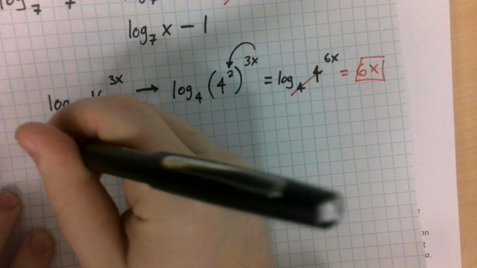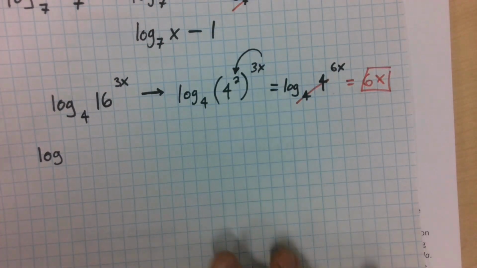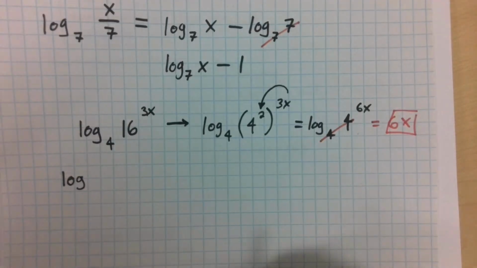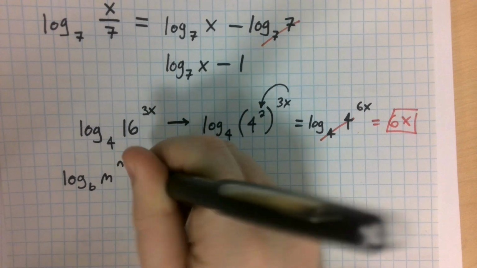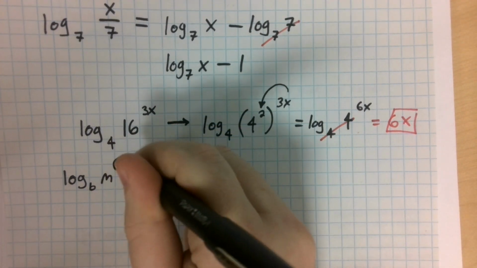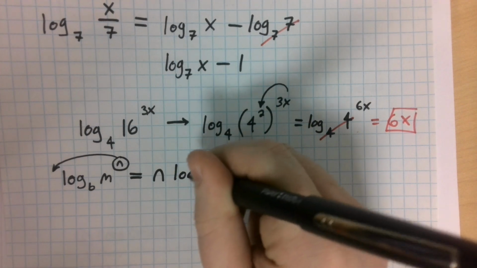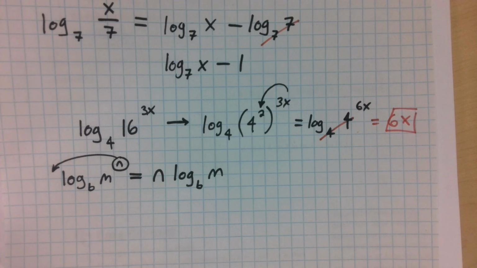Or sorry, just the power property of logarithms. If we have a logarithm with base b, and the argument is m to the n power, we can write it as taking the n and putting it in front. This would be n log base b of m, and it might be a little bit easier to simplify.